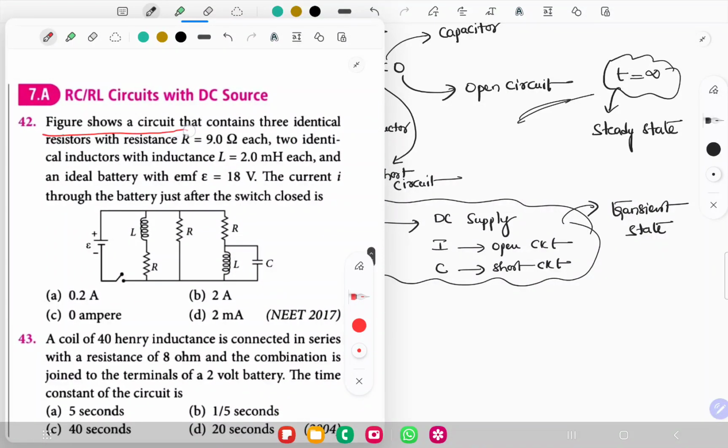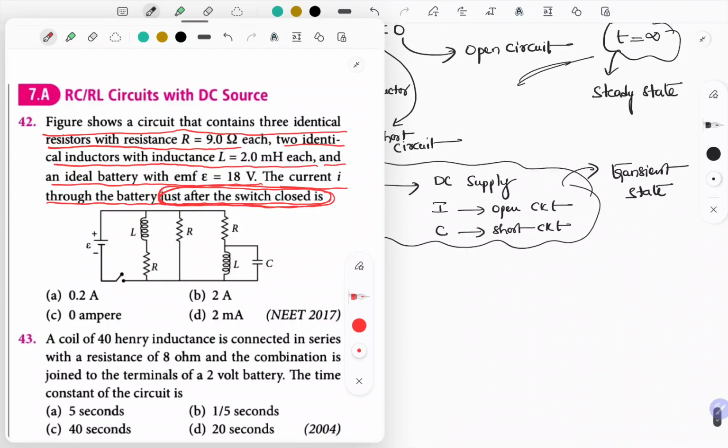The figure shows a circuit that contains three identical resistors with resistance R 9 ohms each, two identical inductors with inductance 2 millihenries, and an ideal battery with EMF E is equal to 18 volt. The current I through the battery just after the switch is closed. This is important. In steady state and transient state, currents are different. So they are asking just after switch is closed.